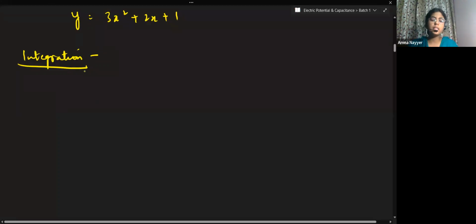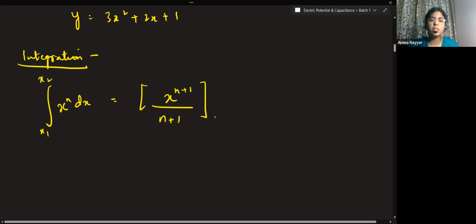All right, now see, in a polynomial function, if you are given x to the power n dx and you are asked to integrate it from x1 to x2, this is a generalized polynomial function. Now how do we solve it? X to the power n becomes x to the power n plus 1, and whatever is there in the power, just divide by n plus 1. And whatever the limits are, write it from x1 to x2.